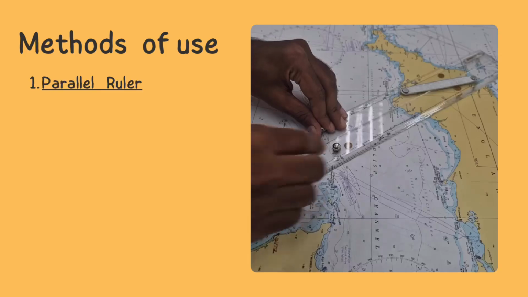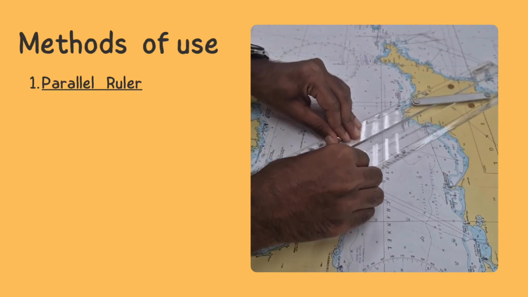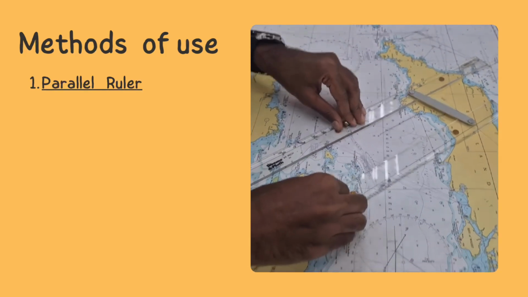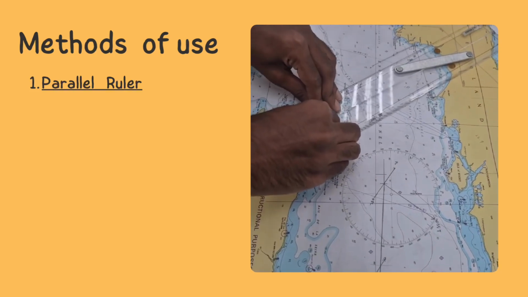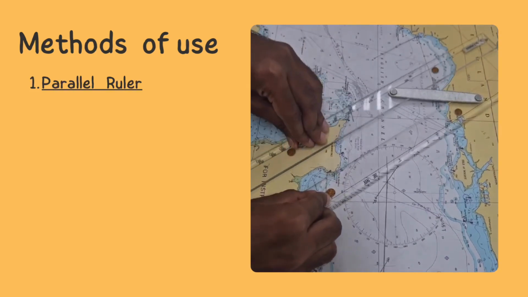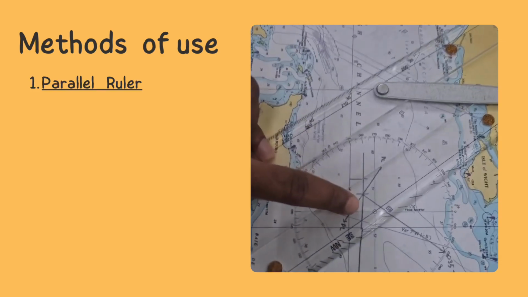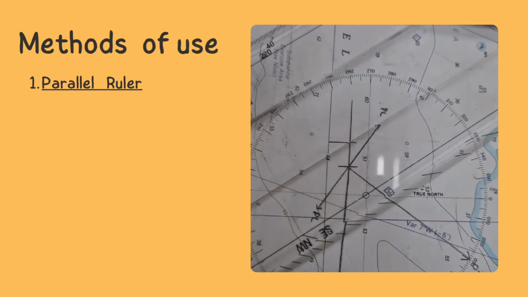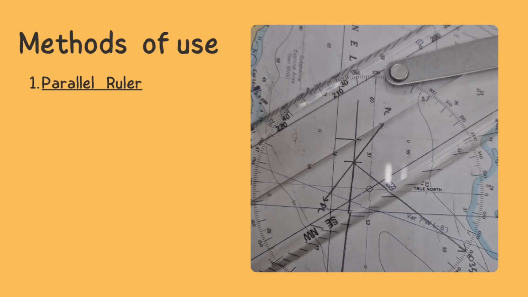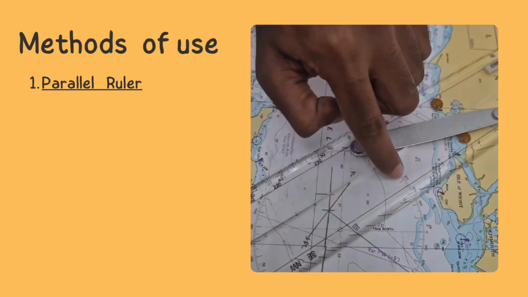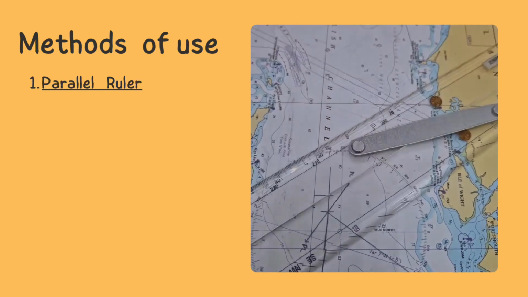Then use the parallel ruler to go to the compass rose, like this. Then this center point should be on the line. Then the reading should be here on the compass rose, that is 325 degrees.